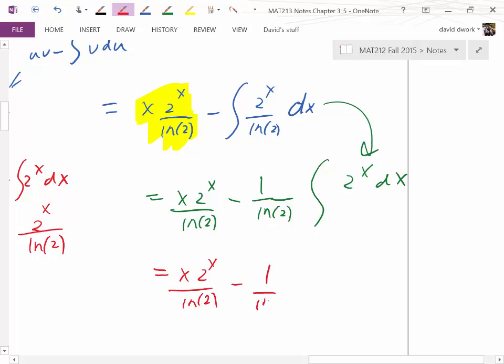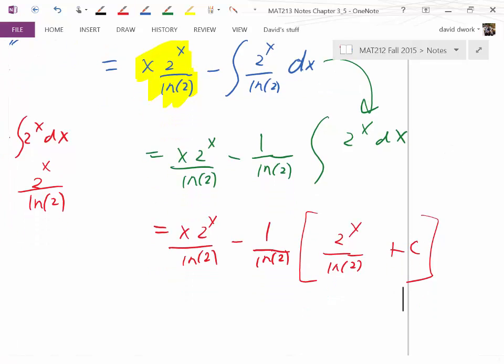Minus 1 over the natural log of 2. And the good news, do we know this integral? What's the integral of 2 to the x? Well, we already did that. It's 2 to the x divided by the natural log of 2 plus c. And there we go. There's our answer.